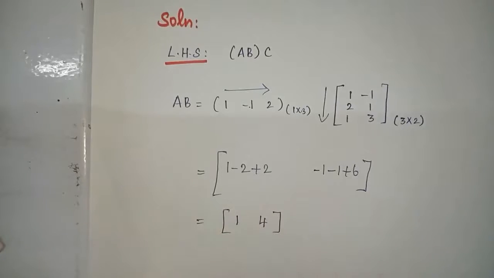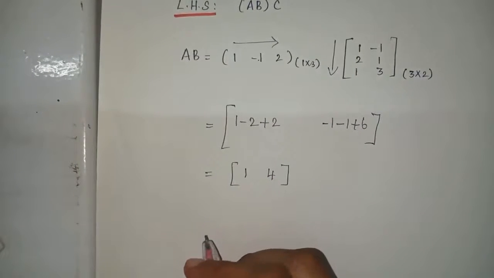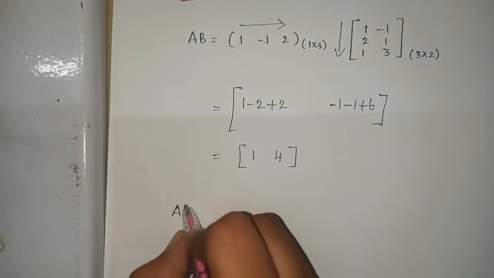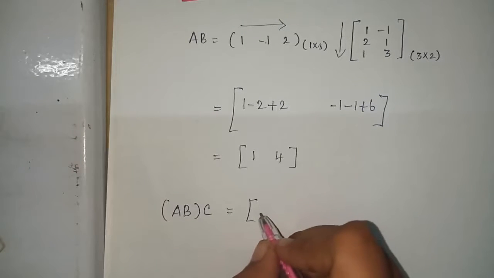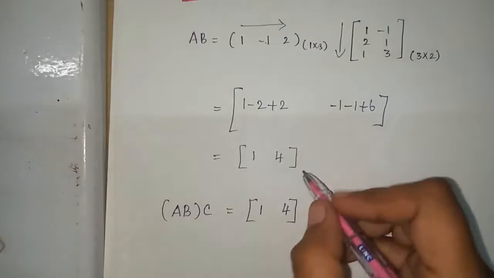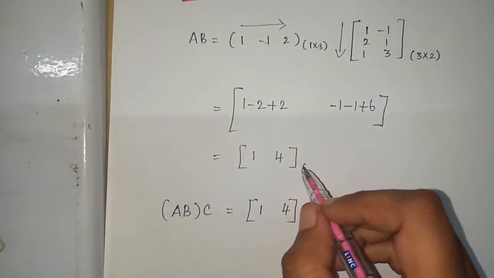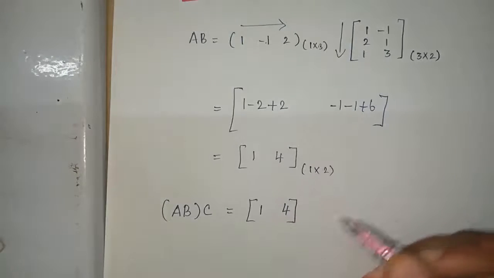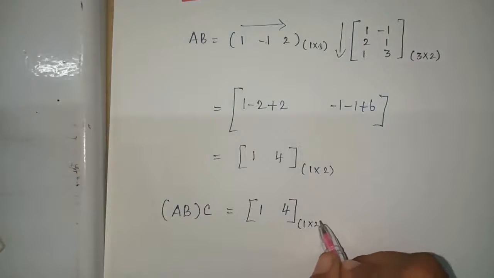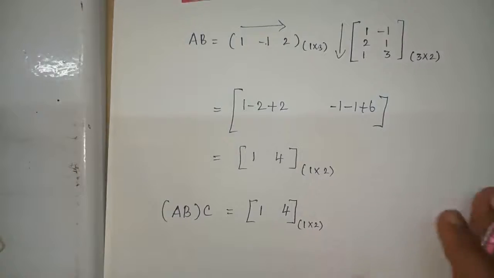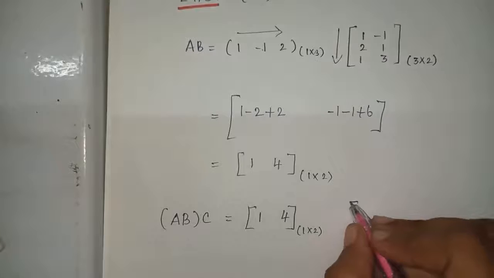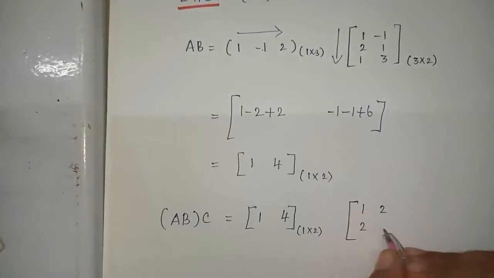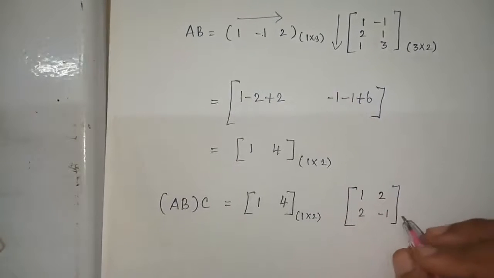Then next you have to find AB into C. You found the matrix as [1 4]. The order of the matrix is number of rows into number of columns, so 1 into 2. Into the matrix C, which is given in the question, [1 2; 2 -1]. It is of the order 2 cross 2.